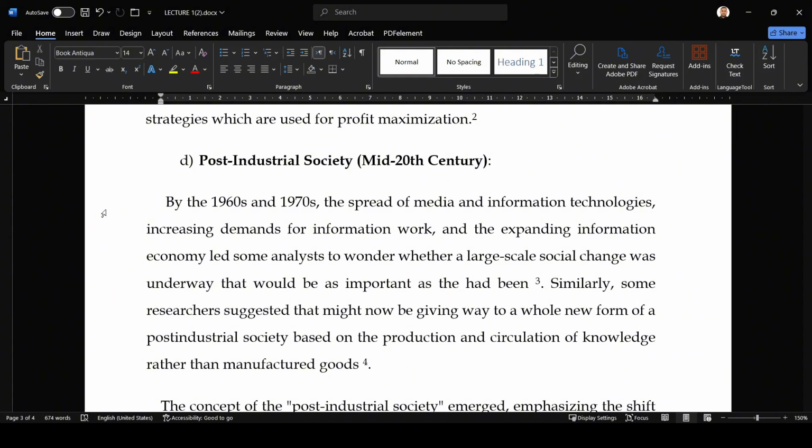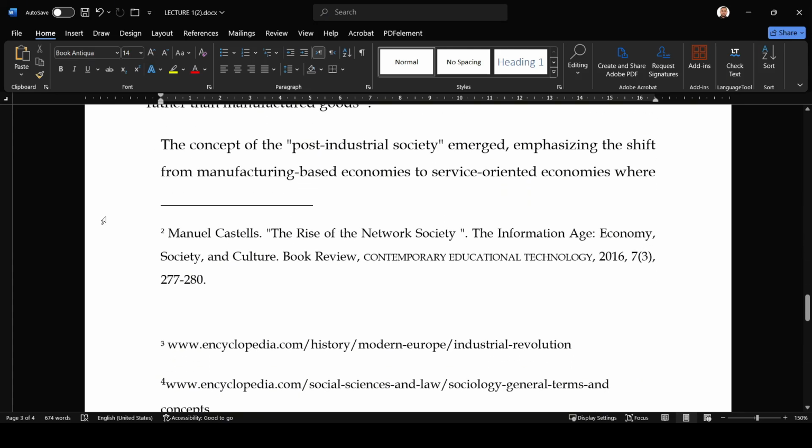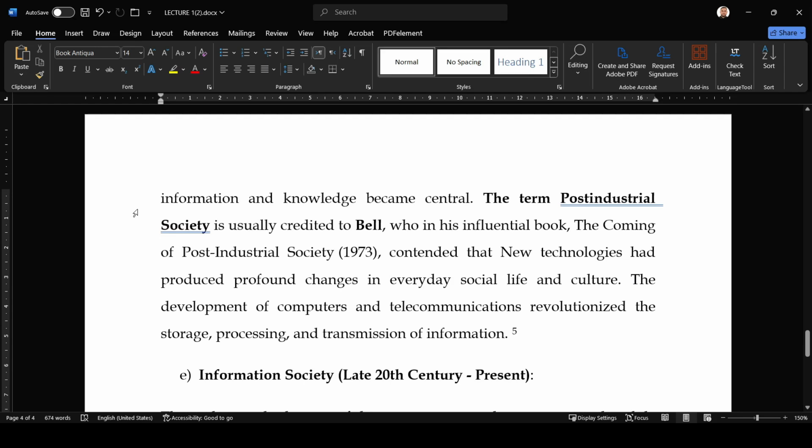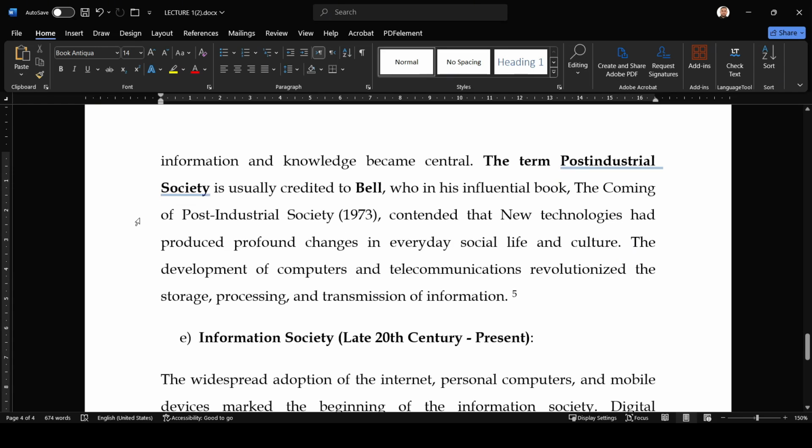Similarly, some researchers suggested that industrial society might now be giving way to a whole new form of post-industrial society based on the production and circulation of knowledge rather than manufactured goods. The concepts of the post-industrial society emerged, emphasizing the shift from manufacturing-based economies to service-oriented economies where information and knowledge became central.